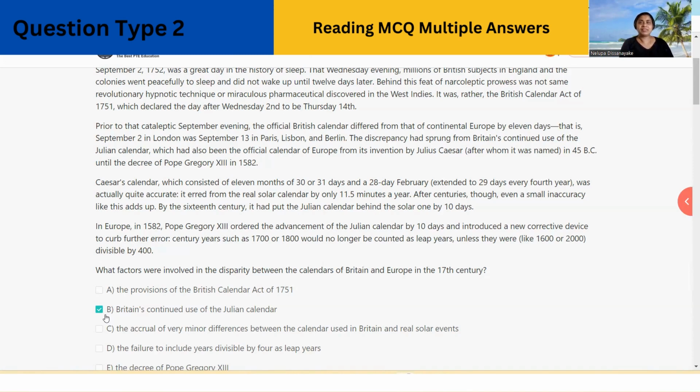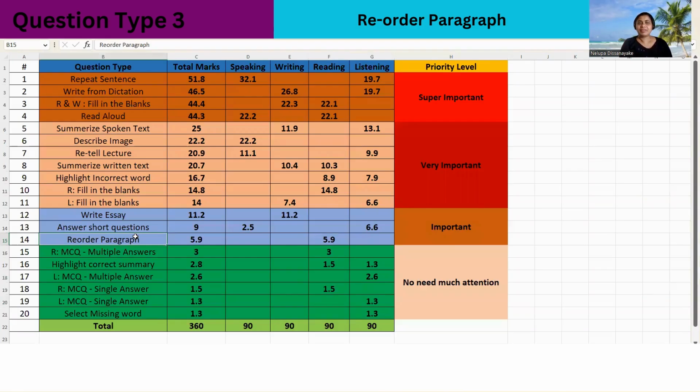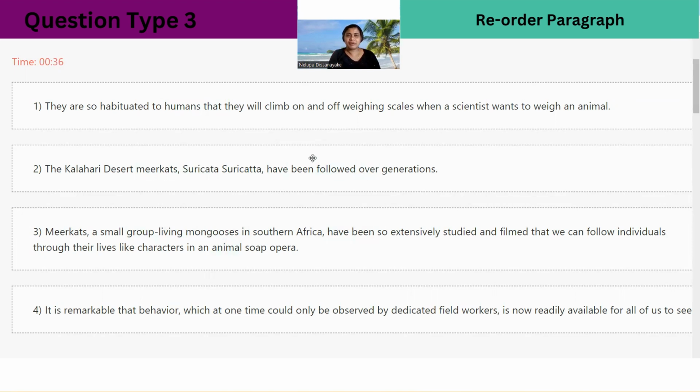Now let's move to the third question type in the reading section. The third question type is reorder paragraphs. You will be given roughly 6 marks for this question. This is somewhat important in the exam. Let's discuss one example of this also now. This is what we call reorder paragraphs.